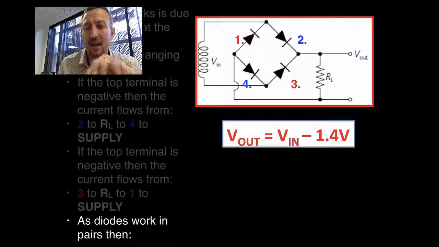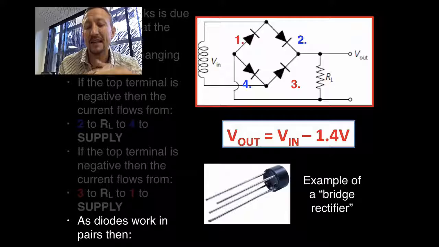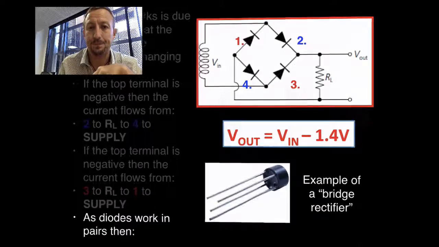And as diodes work in pairs, the result is we'll have a drop in energy of 1.4 volts, basically because of the 0.7 per diode, and we've got 2 diodes which are used there, so we're going to get a drop of 1.4 volts. So we've got an example of a bridge rectifier as a component, which you can see here.